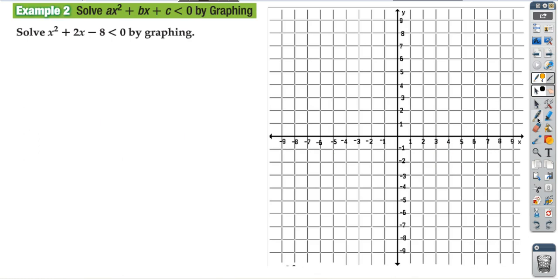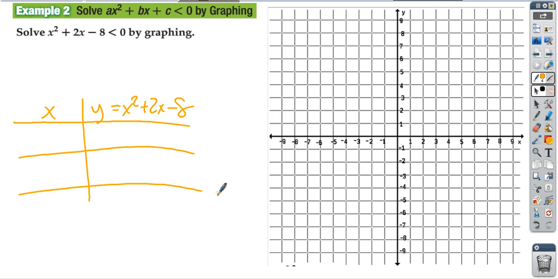Okay, next question. This is a slightly different question. Now they're asking us to solve by graphing. Last time they just wanted to graph. This time to solve by graphing. So let's make a table of values, just like before, and we'll always start these the same. We'll start by finding the vertex. We need 3 points, and 1 is the vertex. A is this number 1, B is 2, C is negative 8. So the vertex is going to be negative B, or negative 2, over 2 times A, 2 times 1.